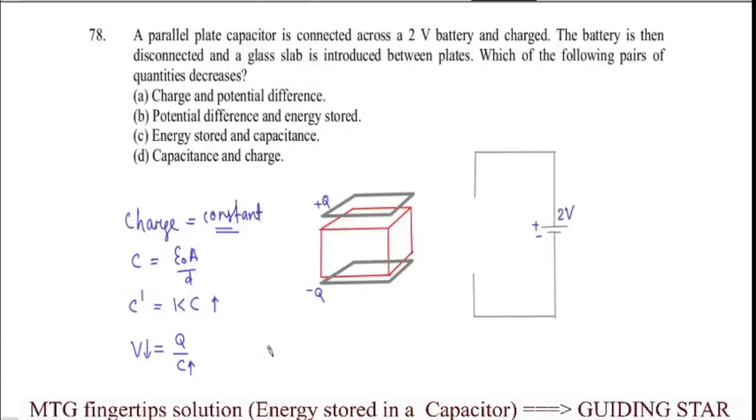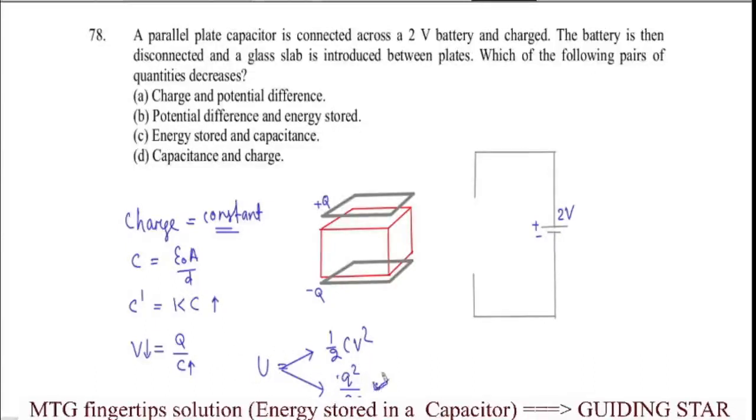And the next one is about energy. Energy stored across the plates of the capacitor. We know the formula for energy stored can be defined in different ways. It is half CV square. We can use this formula, or we can use Q square by 2C, or we can use another formula, that is half QV.